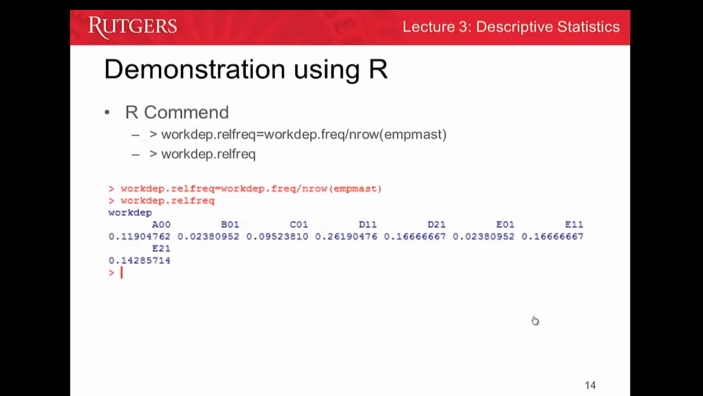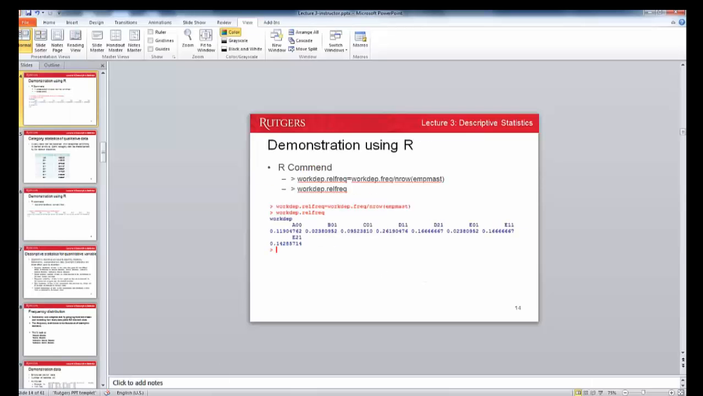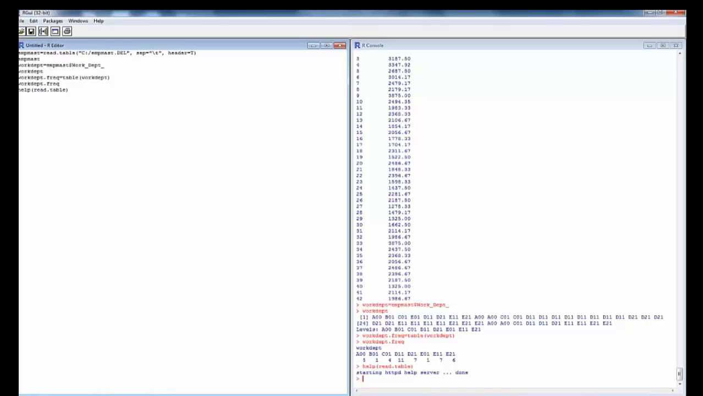Okay, then let's take a look at how we can do this in R. Let's go back to R here. Now we already have the frequency distribution of work department. We have already assigned a value for this. And now we need to assign another name as the relative frequency distribution. We call it work department relative frequency.